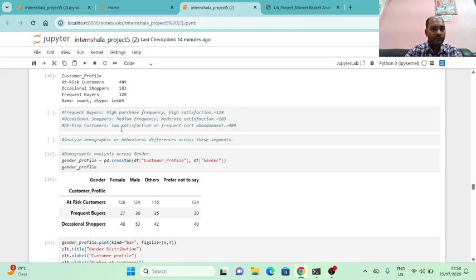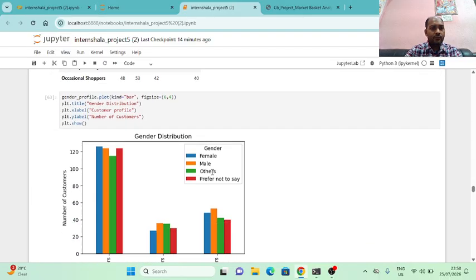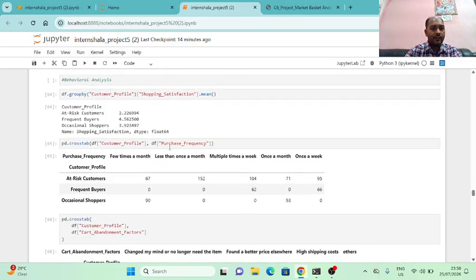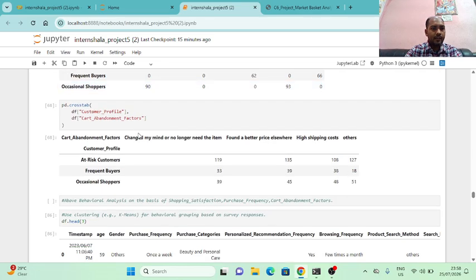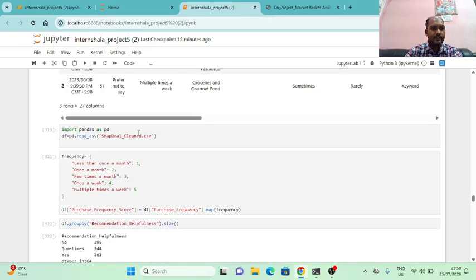Occasional shoppers, with medium frequency and moderate satisfaction, number 183 customers, and at-risk customers, with low satisfaction and frequent cart abandonment, number 489 customers. Then I have to analyze the demographic or behavioral differences across these segments. So through this analysis, I have found all the behavioral analysis and done the demographic analysis too.